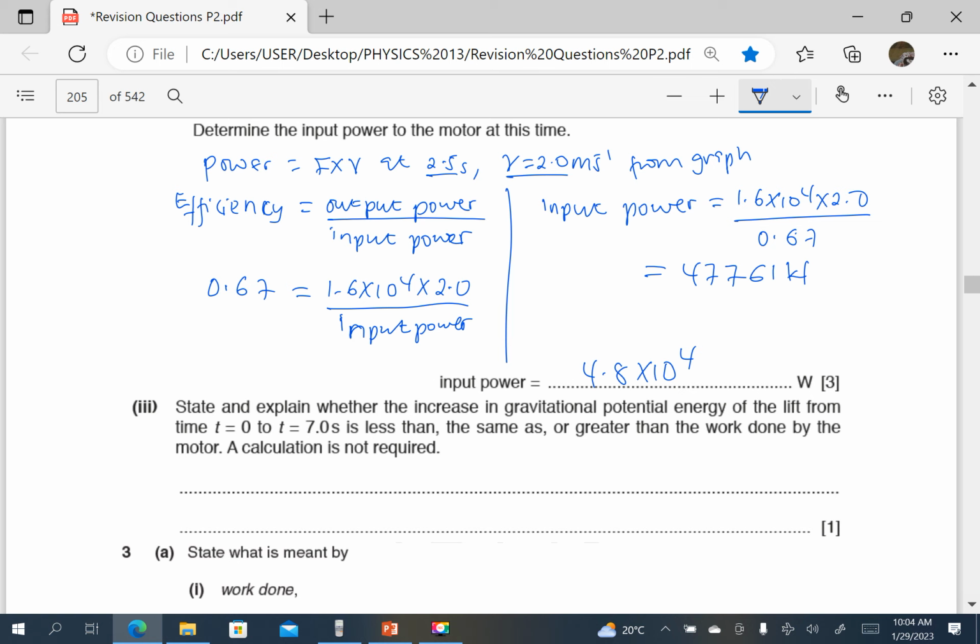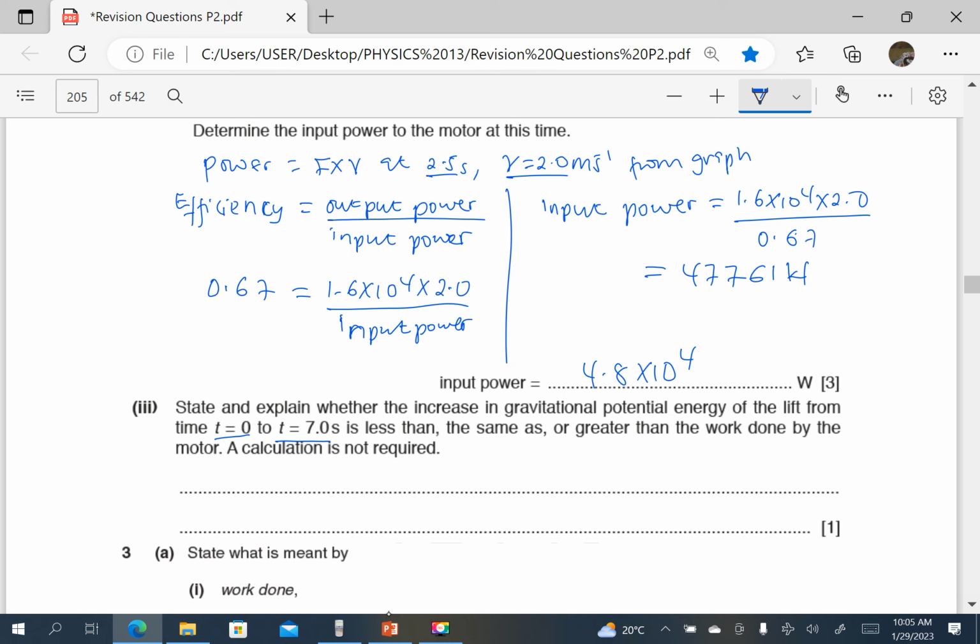State and explain whether the increase in gravitational potential energy of the lift from t equals 0 to t equals 7 seconds is less than, the same as, or greater than the work done by the motor. Between t equals 0 to t equals 7, state and explain whether the increase in gravitational potential energy of the lift is less than, the same as, or greater than the work done by the motor.